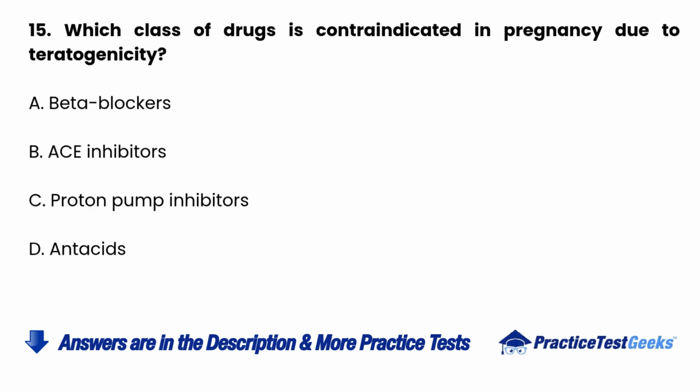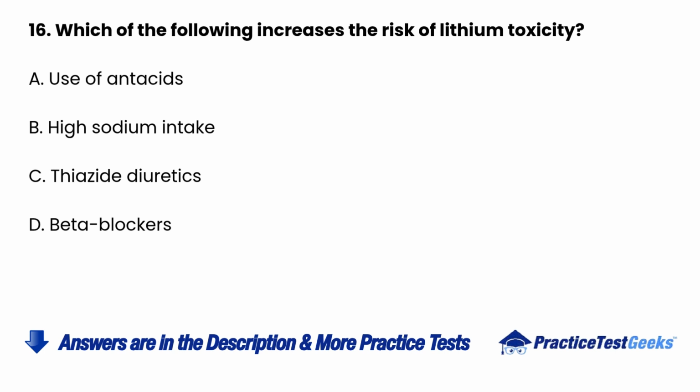Which class of drugs is contraindicated in pregnancy due to teratogenicity? A. Beta blockers. B. ACE inhibitors. C. Proton pump inhibitors. D. Antacids. 16. Which of the following increases the risk of lithium toxicity?